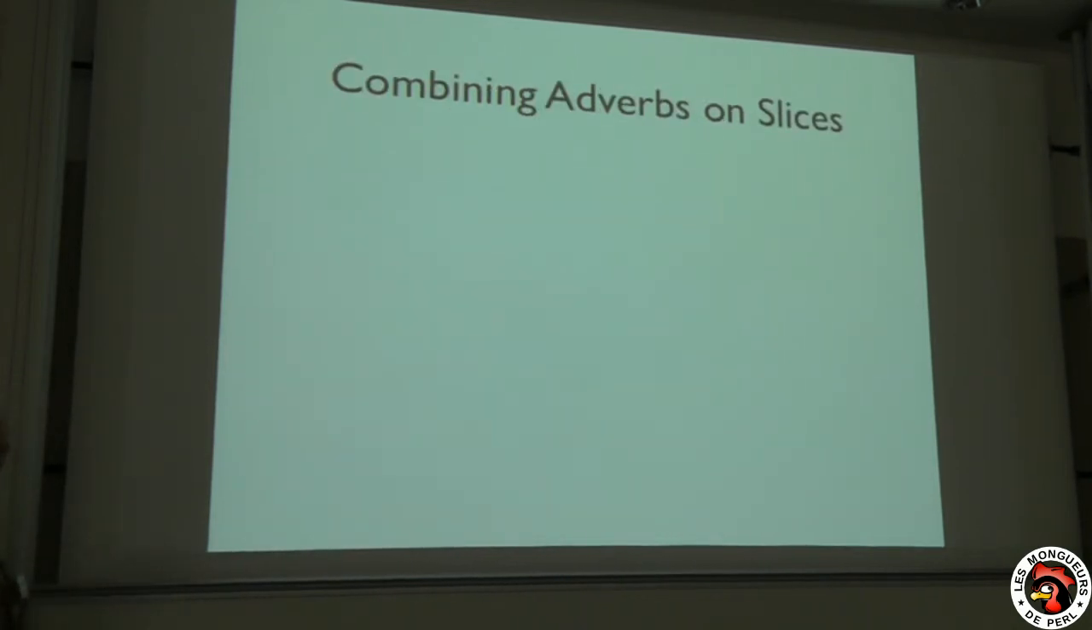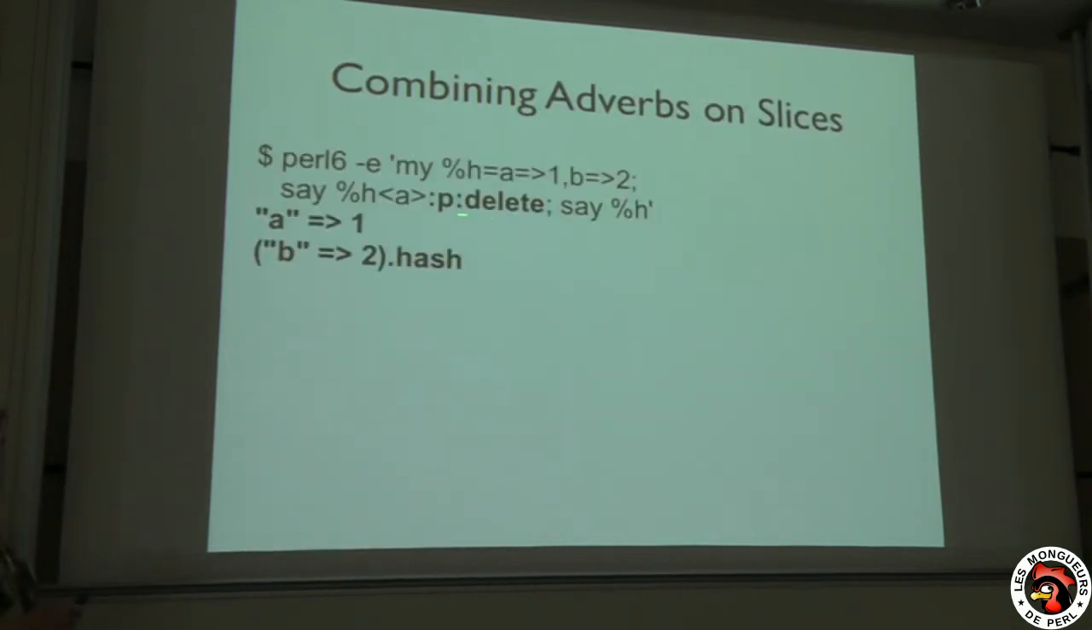So you can also combine adverbs or slices. For instance, this here. So give me a pair, but also delete it. So this is what I get returned, and this is what is left behind. This is very useful if you want to slice something out of one hash and put it into another hash.